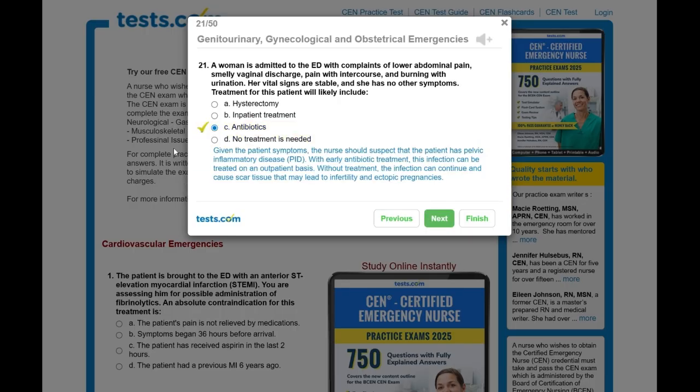C. Antibiotics. Given the patient's symptoms, the nurse should suspect that the patient has pelvic inflammatory disease, PID. With early antibiotic treatment, this infection can be treated on an outpatient basis. Without treatment, the infection can continue and cause scar tissue that may lead to infertility and ectopic pregnancies.